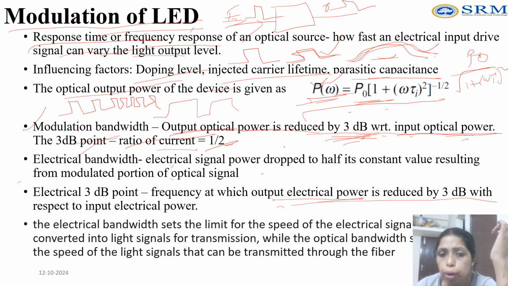Because in the case of optical power, it is directly proportional to the current, I proportional to P. But in the case of electrical power, the power is I square R, so P is proportional to I square R. So here the current ratio is not the same. For the optical case the current ratio is half, and for the electrical case the current ratio will be 1 by root 2. This I will explain in the next slide.